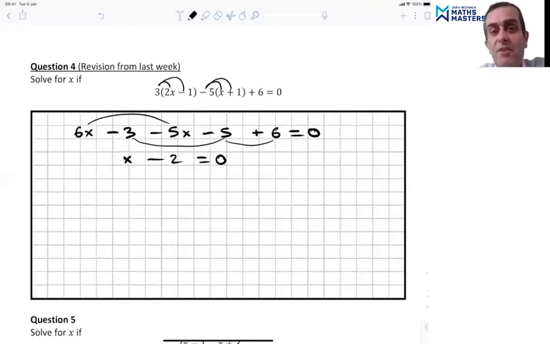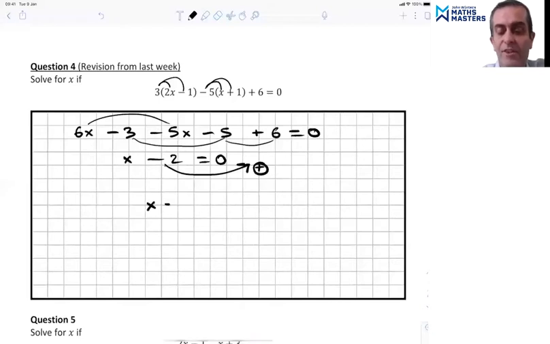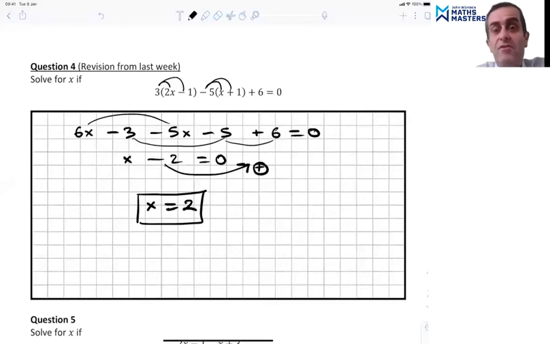Now, remember, we've been driving this point home for the last few weeks. If you move something across an equal sign, you replace it with its opposite. And the opposite to subtracting 2 is to add 2. So when that minus 2 goes for a walk across the equal sign, it becomes the opposite of minus, which is plus. So our final answer here is x equals 2. Okay, and that's a very, very straightforward question. And as I said, it is purely just revision of what we did over the last couple of weeks.